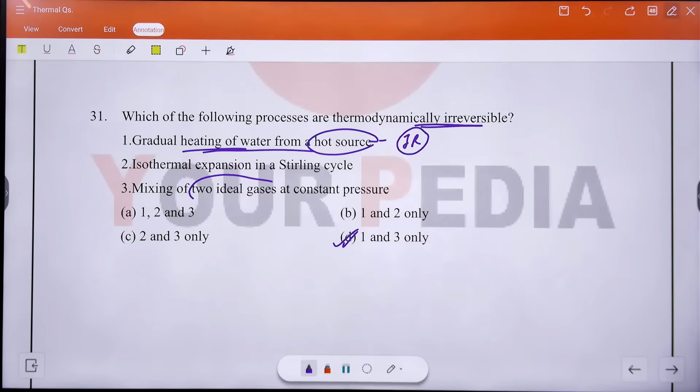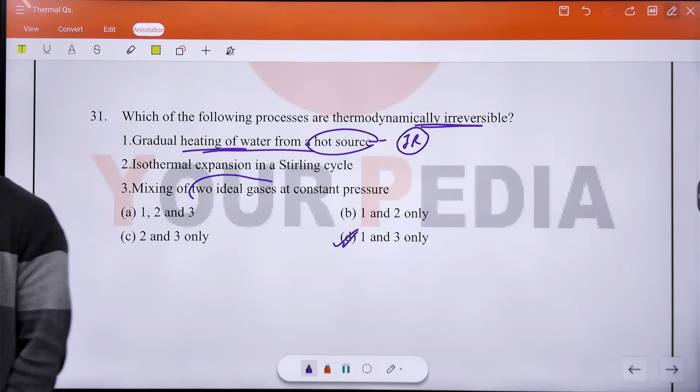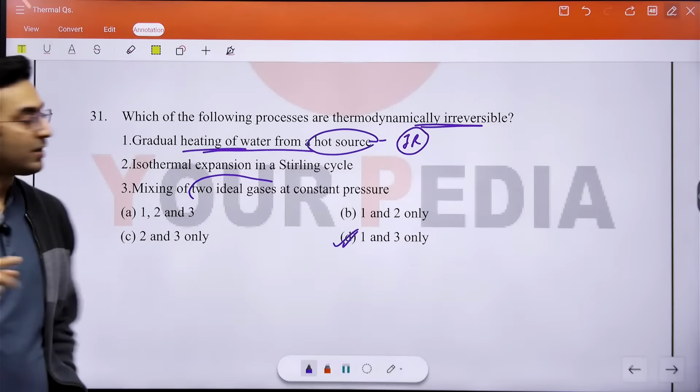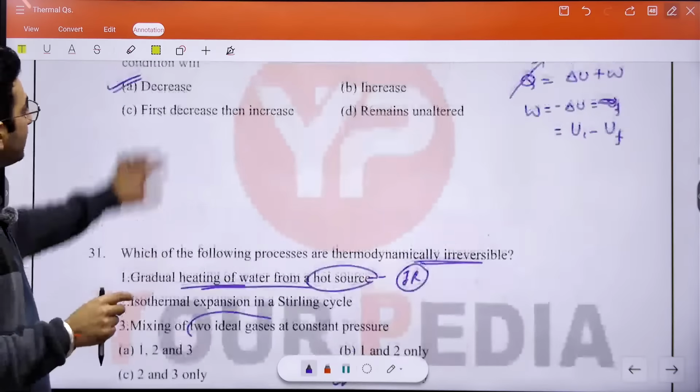Statement number 2, isothermal expansion is going to be a reversible process. It is not an irreversible process. Remember that. And let us move toward the question number 27 first.